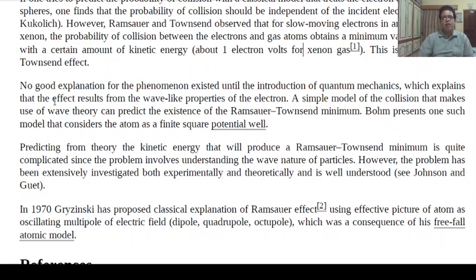which explains that the effect results from the wave-like properties of the electron. If we consider the wave-like properties of the electrons, then it can be explained according to quantum mechanical arguments. A simple model of the collision that makes use of the wave theory can predict the existence of the Ramsauer-Townsend minimum. Okay. Bohm presents one such model that considers the atom as a finite spherical potential.